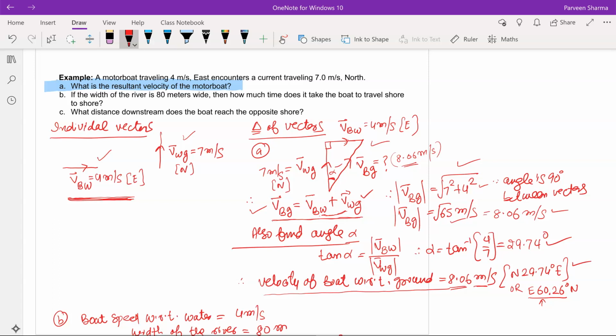That's the A part. So this is simply a right triangle. It's easy to solve, but otherwise you have to find the angle, head to tail angle between the vectors. In this case we know it's 90 degrees.